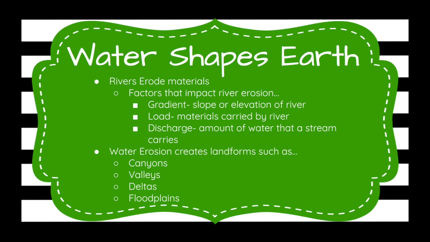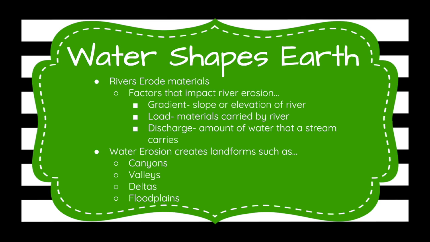If it's got a higher gradient, the current's going to be stronger and faster. If it's got more load, the materials can hit off different rocks and cause weathering and erosion and deposition. Discharge is the amount of water that a stream carries. More water can carry more things, which can lead to more erosion and deposition.